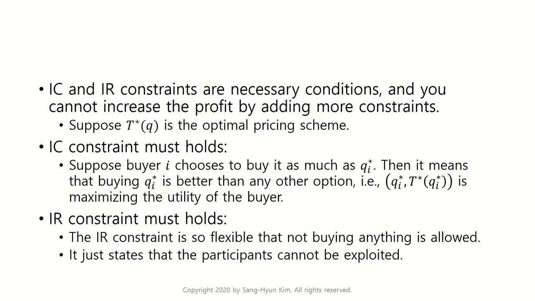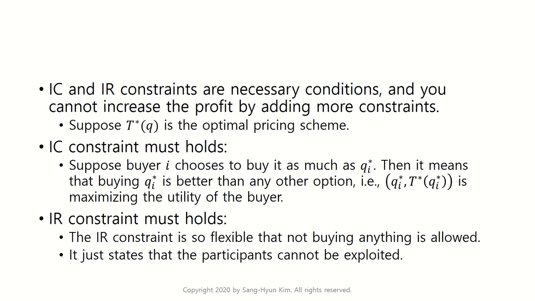So if q_i star and t_i star are given for the type i buyer, then this must satisfy the IC constraint. Whatever the optimal pricing is, given the optimal pricing, the buyer buys as much as q_i star. That means the buyer is better off choosing this option than choosing any other option. What that means is that q_i star must satisfy the IC constraint.